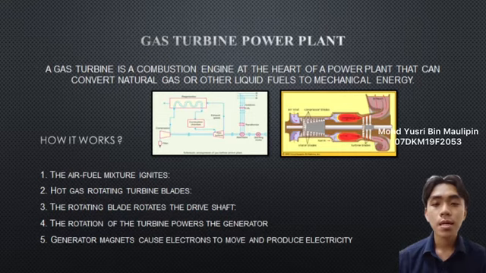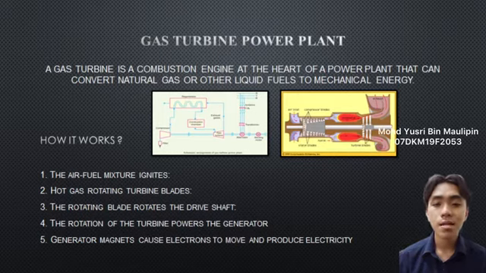Third, the rotating blades rotate the drive shaft. The fast rotating turbine blades rotate the turbine drive shaft. Fourth, the rotation of the turbine powers the generator. A rotating turbine is connected to a rod in a generator that rotates a large magnet surrounded by a coil of copper wire. Lastly, generator magnets cause electrons to move and produce electricity.